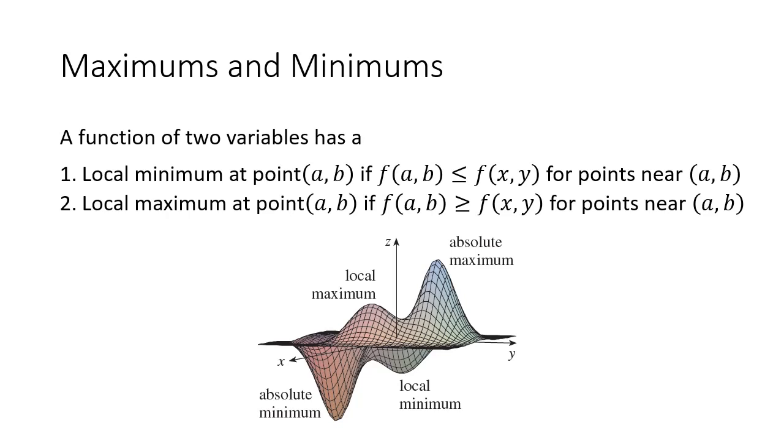And our definition makes sense too, right? A minimum is less than or equal to all other points near that spot, and a maximum has to be bigger than or equal to every point around that particular spot.